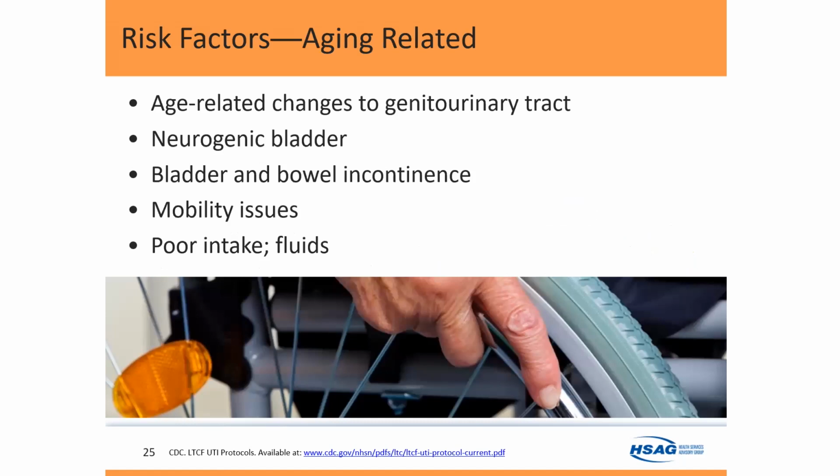Some risk factors are age-related. This includes physical changes to the genitourinary tract, including the neurogenic bladder, which is, as you recall, the name given to a number of urinary conditions in people who lack bladder control due to spinal cord or nerve problems. This nerve damage can result from diseases such as multiple sclerosis, MS, diabetes, Parkinson's. And lastly, residents are at higher risk if they become incontinent as they age, have mobility issues, or poor intake, especially fluids. Next slide.